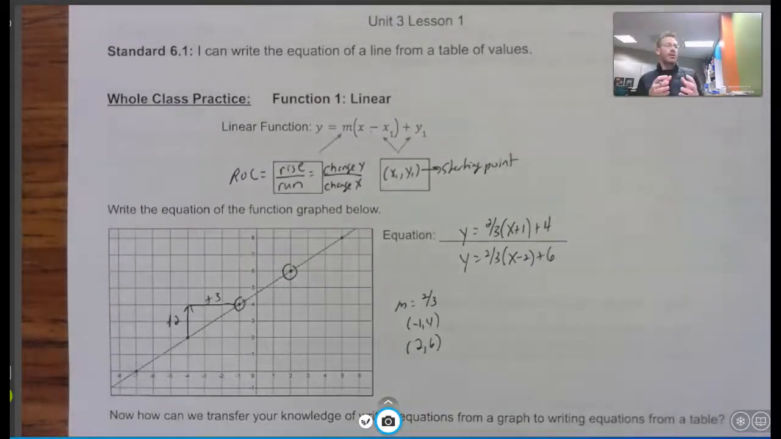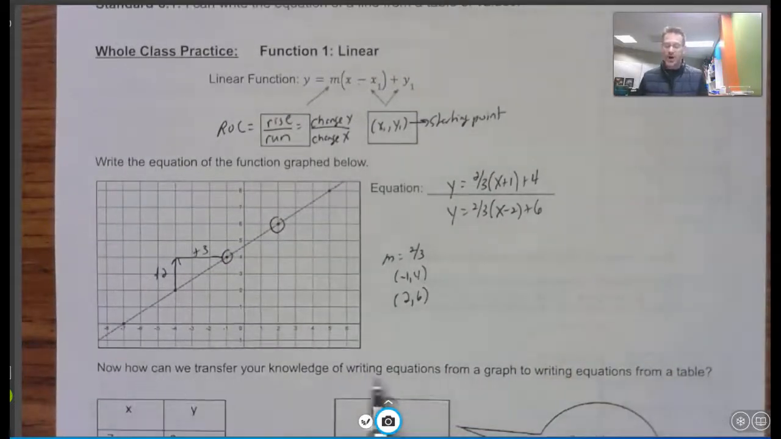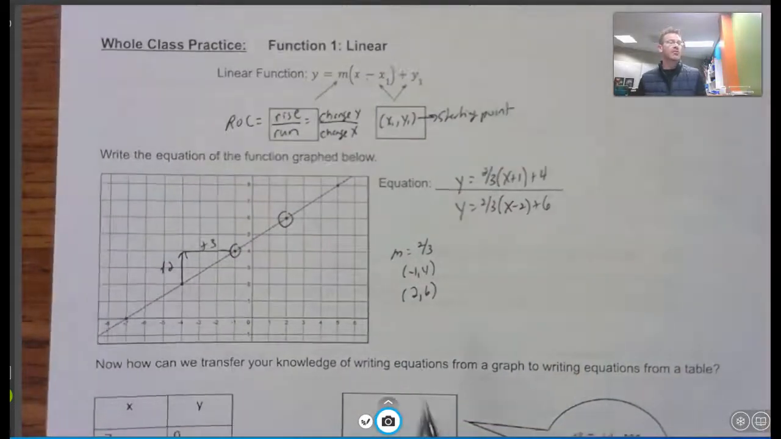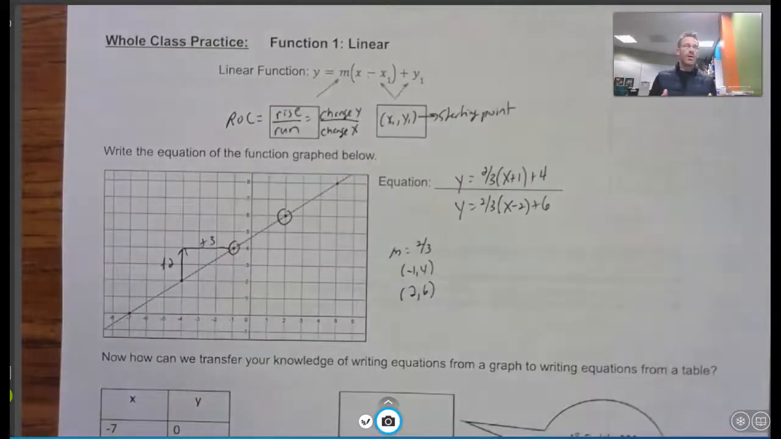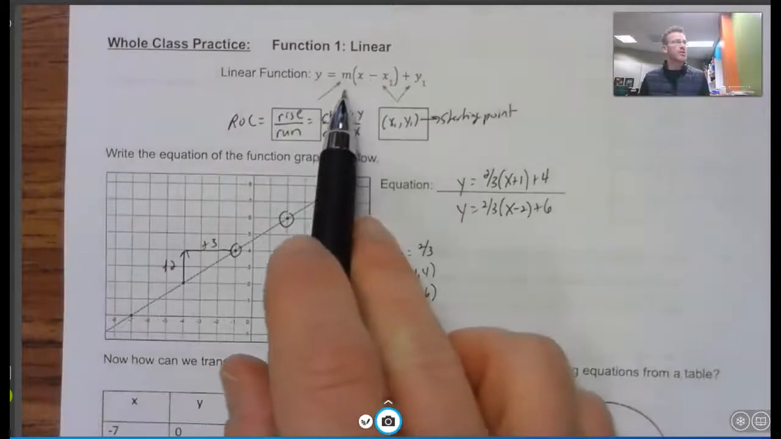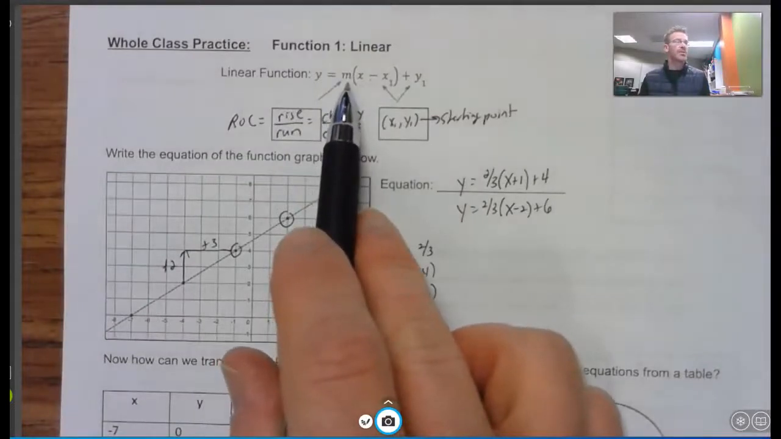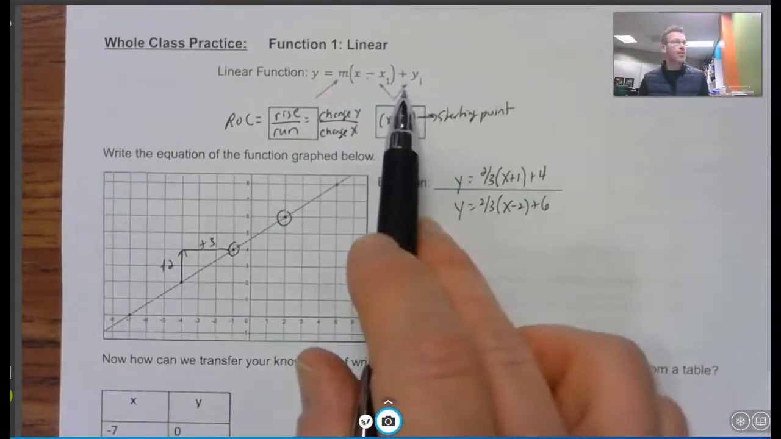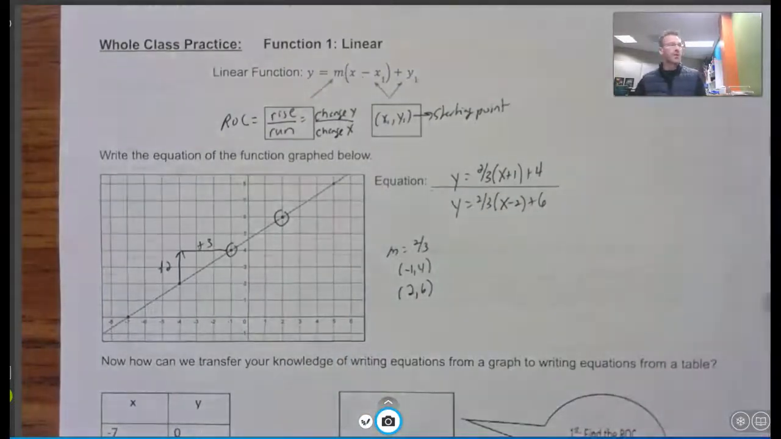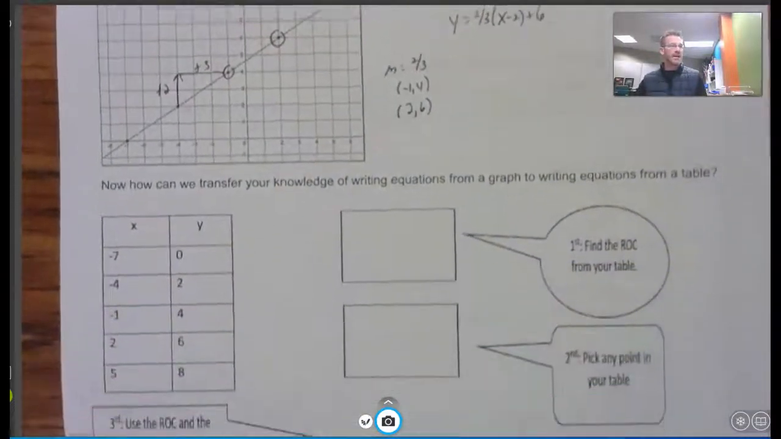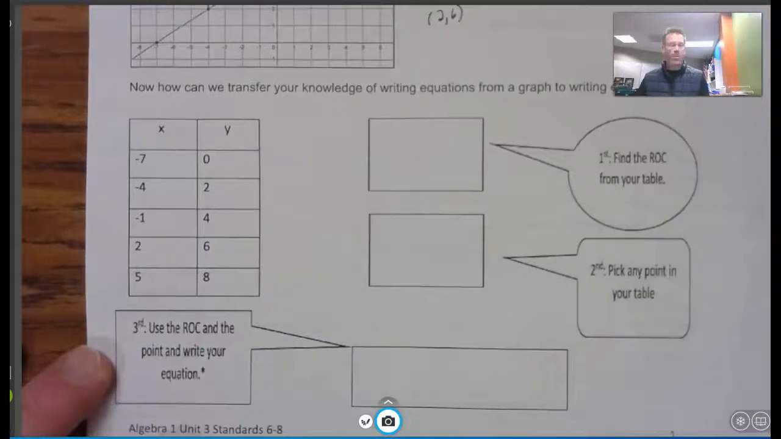Now what our goal is, how can we take this information, how can we transfer your knowledge of writing equations from graphs to writing equations from tables? Well, here's the great news. What we need has not changed. So if we're going to write the equation of a line, we still need the rate of change, or the rise over run, and we need a point. So what we have to do right now is transfer that to what we know about a table.